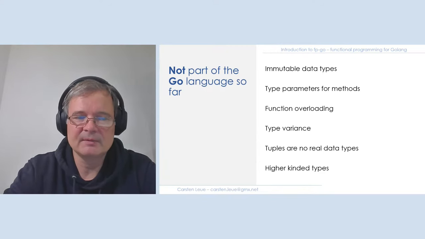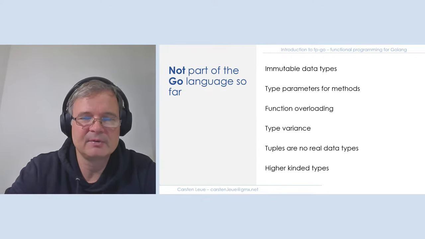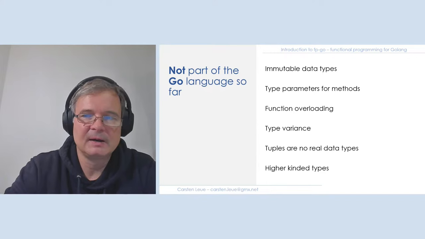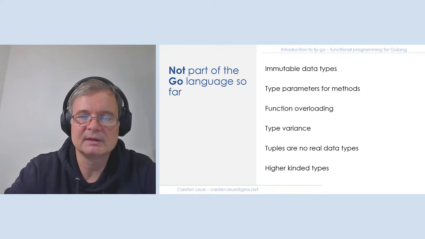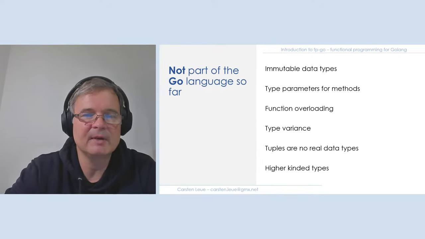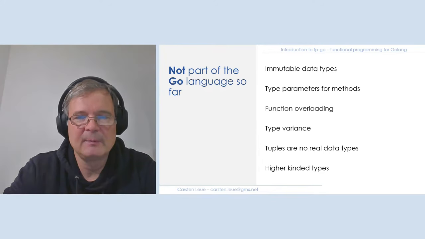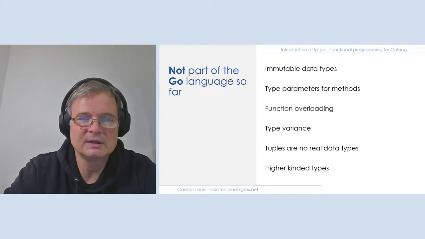It would also be helpful to have type parameters for methods. This comes a bit out of the blue here because I have not introduced it, so just take this as a statement for the moment. I've shown how type parameters work on functions. In Go, we can also have functions that are associated with data structures, very similar to methods on an object, but it's not possible to give these associated functions their own type parameters.